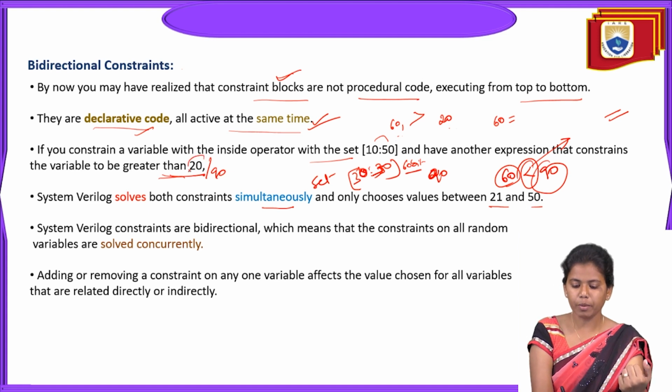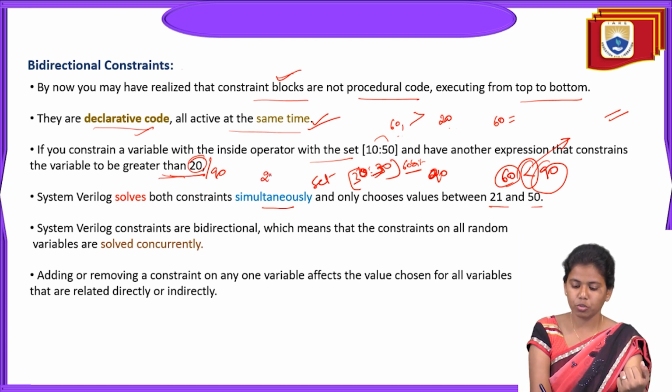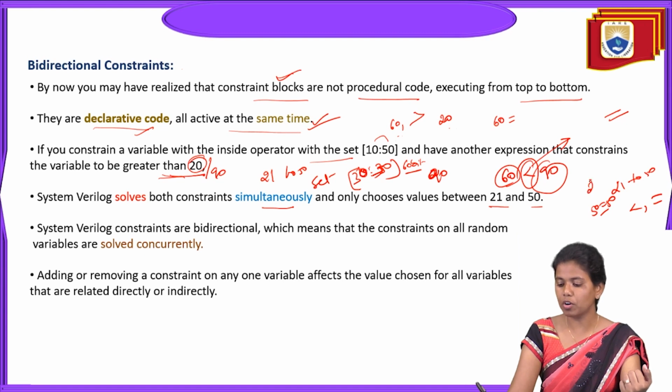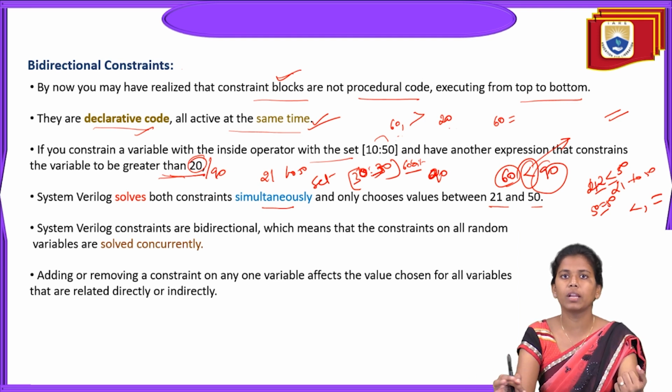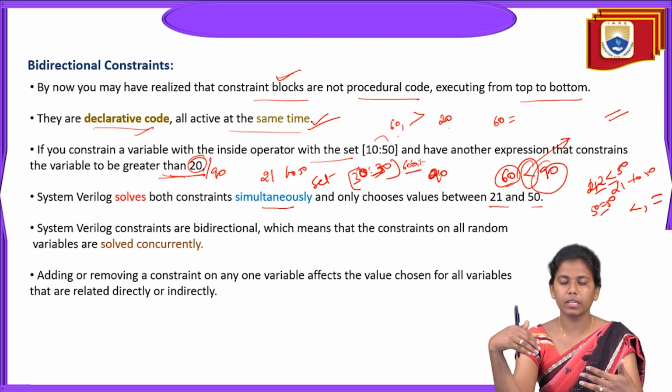Here, 21 should be less than 20, right? But being a designer, I can choose the values to be 21 to 50. If I'm choosing 21 to 50, what happens? Sometimes I can make use of less than, sometimes equals to. If it is 50 equals 50, the equivalence operator is met. If it is 42, which is less than 50, obviously the less than operator is considered. So this is how SystemVerilog can solve both constraints simultaneously.